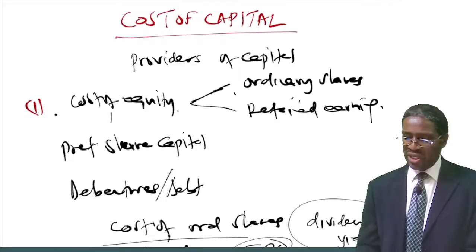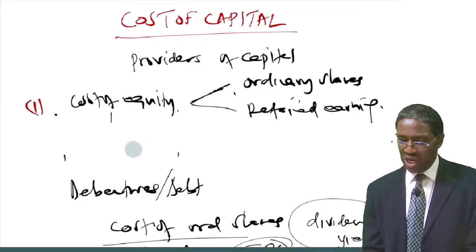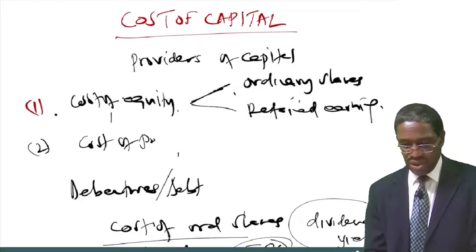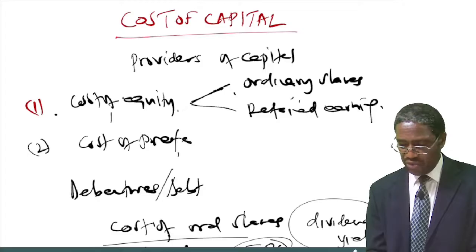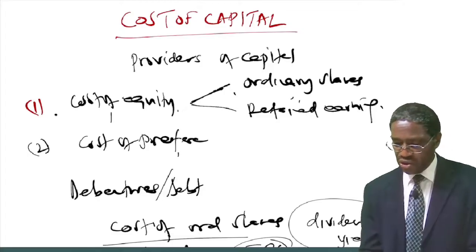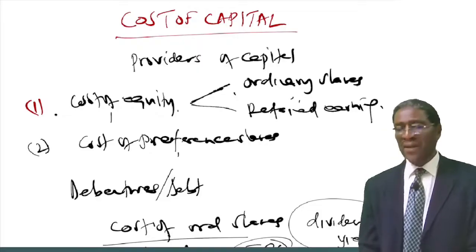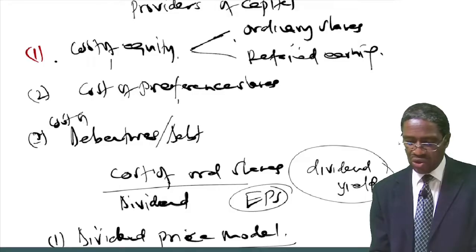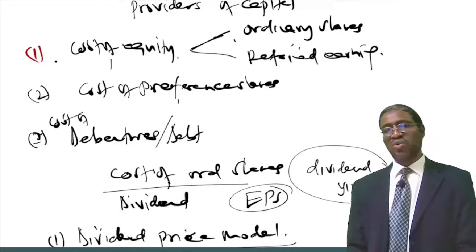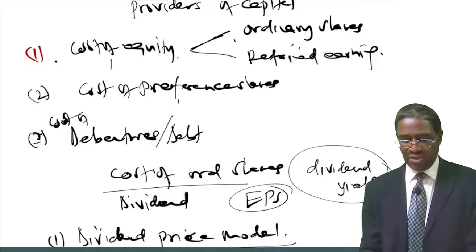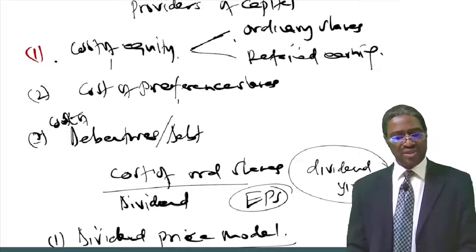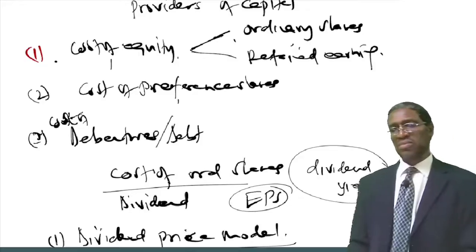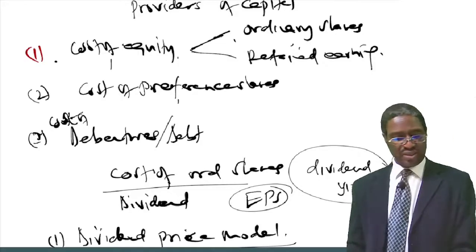Then number 2, the second cost of capital is cost of preference share capital. Cost of preference shares. That's number 2. Number 3, call it cost of debentures stroke debt. Number 3, cost of debentures stroke debt.